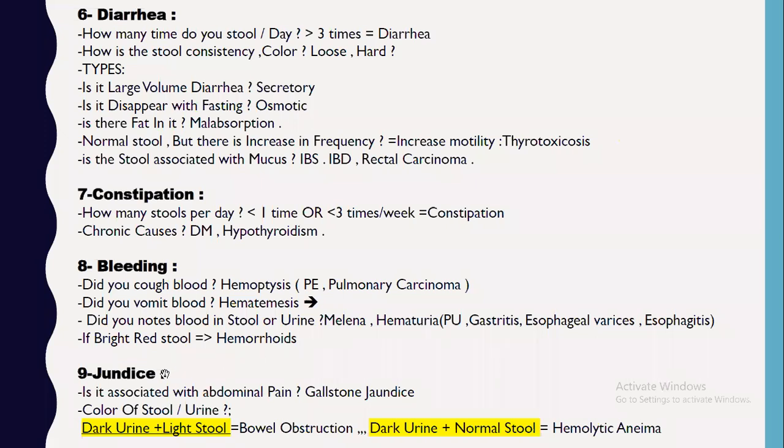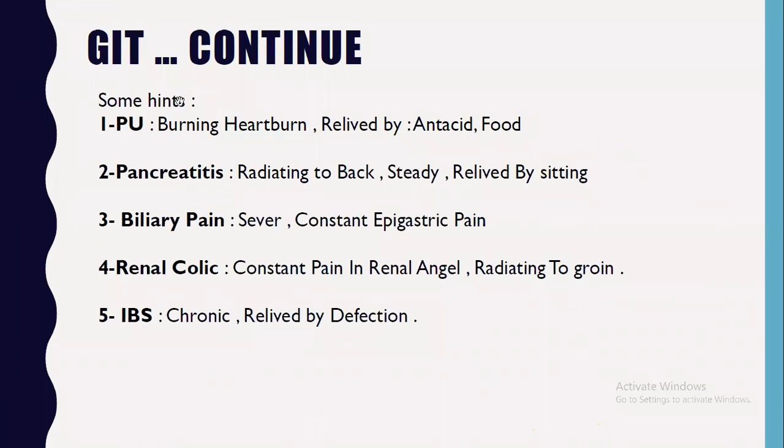Okay, about jaundice. You ask: is it associated with abdominal pain? This is a case of gallstone jaundice. The color of the stool plus the urine: if you have dark urine and light stool, you think about what? Bowel obstruction. And if you have dark urine and normal stool, you think about hemolytic anemia. Okay, these are 2 cases: dark urine, light stool, bowel obstruction. Dark urine, normal stool, this is a case of hemolytic anemia. This is some hint for you.